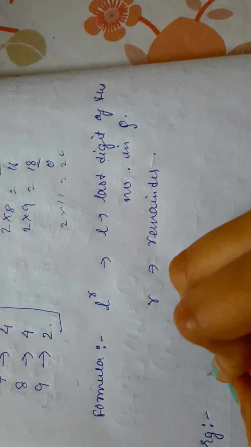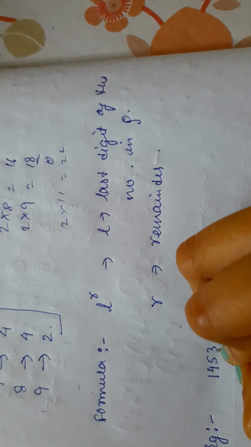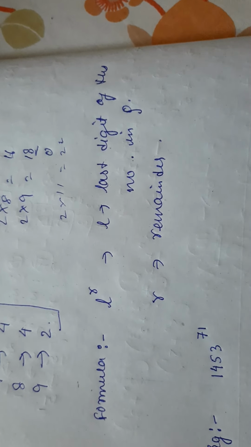So now let me take an example to make you people understand. My example will be 1453 to the power 71. We will see how cyclicity we are using and how we are using it, and doing it in a shortcut way without wasting so much of time to find the last digit of a number. So my question is 1453 to the power 71. I have to find the last digit of this. After multiplying 1453 into 71 times, what will be my last digit?